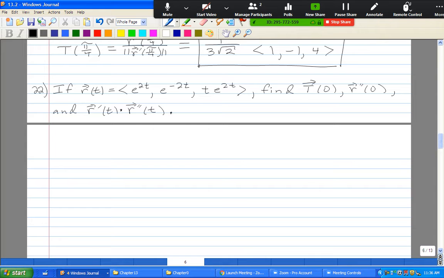So let's find the derivative for each of these. 2e to the 2t, minus 2e to the minus 2t. And you have to do the product rule: derivative of the first times the second, plus the first times the derivative of the second. So let me multiply by 2. Let's take the second derivative.